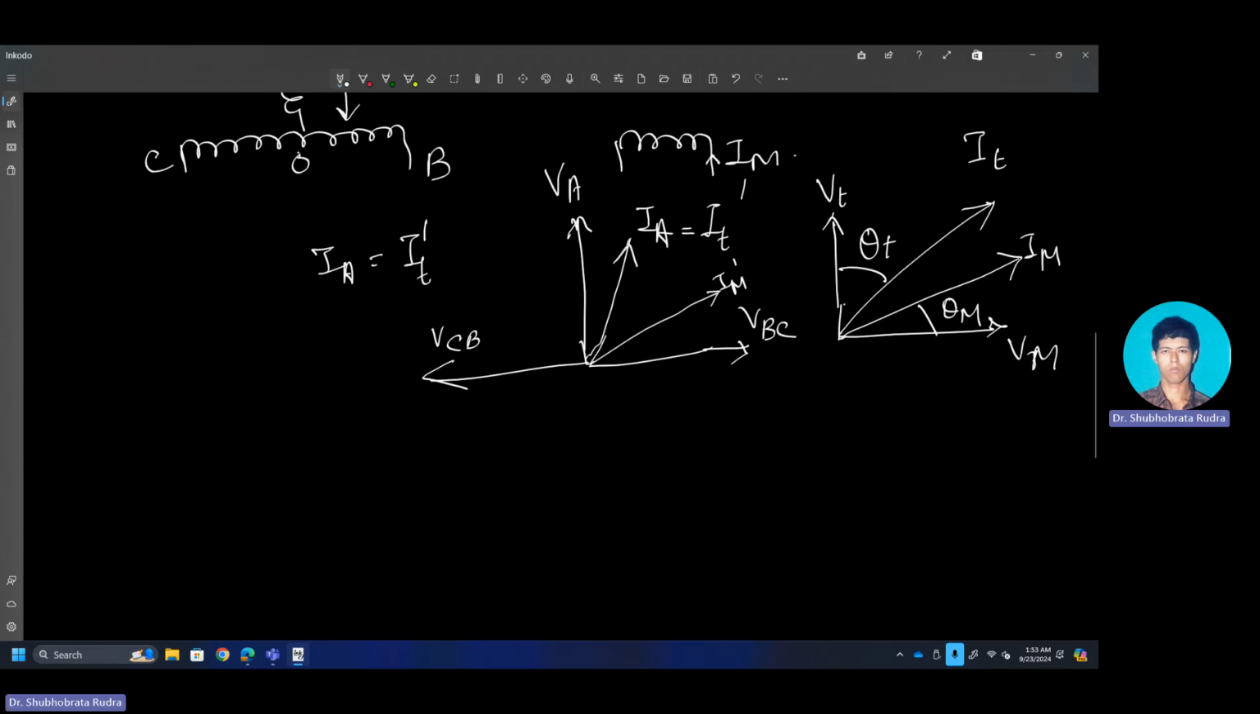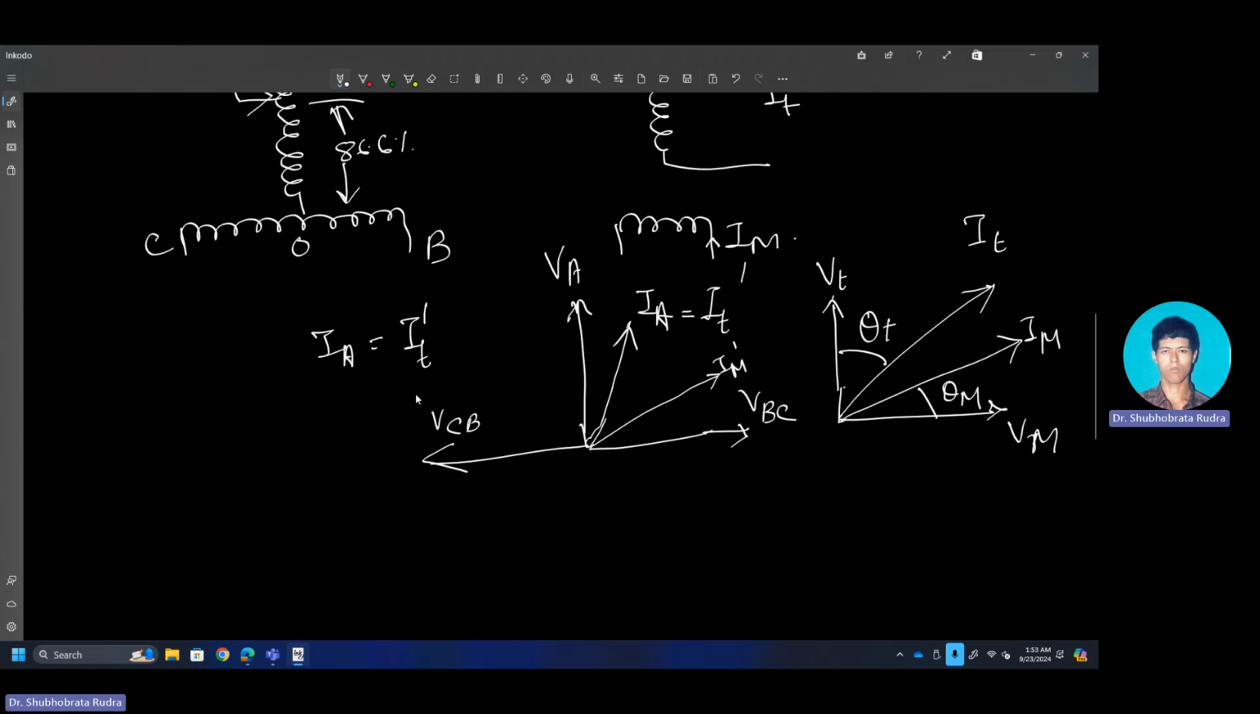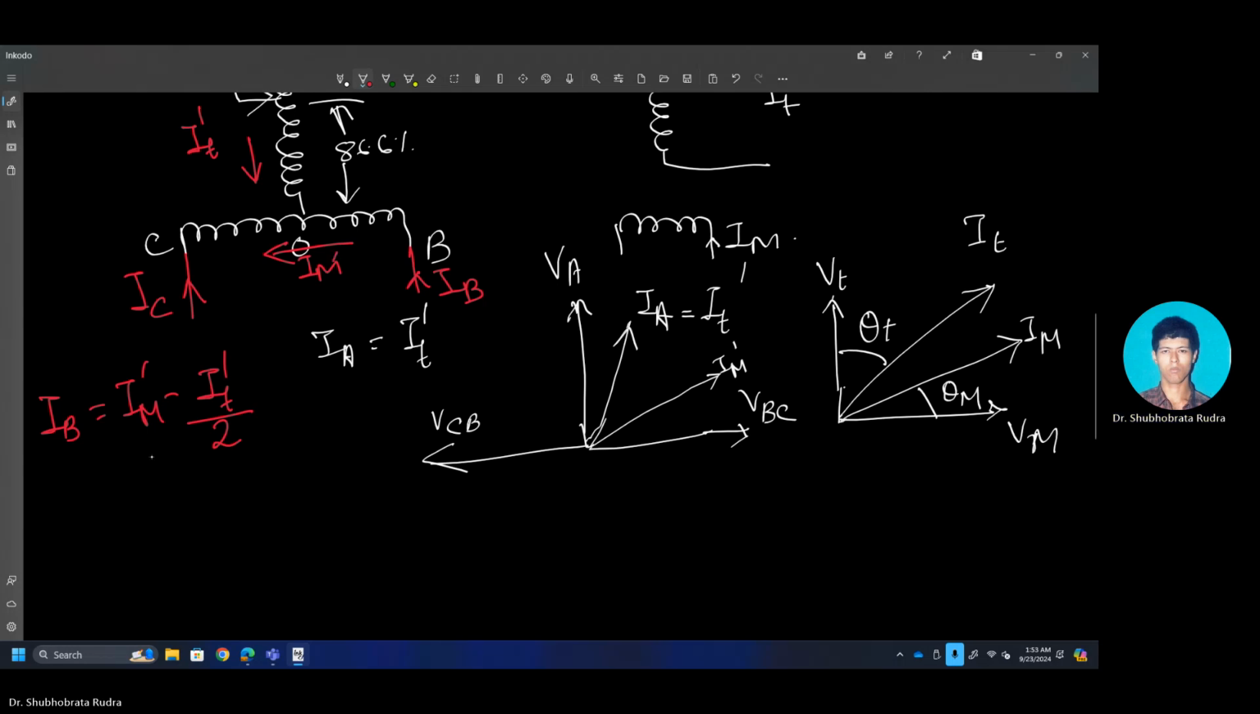Let us focus here once again. If this side current is IT dash and this side it is IM, and here we are claiming IV is entering and this side IC is entering, then we can write IV is equal to IM dash minus IT dash by 2, and IC is equal to IM dash minus IT dash by 2. So here we have our IM dash.